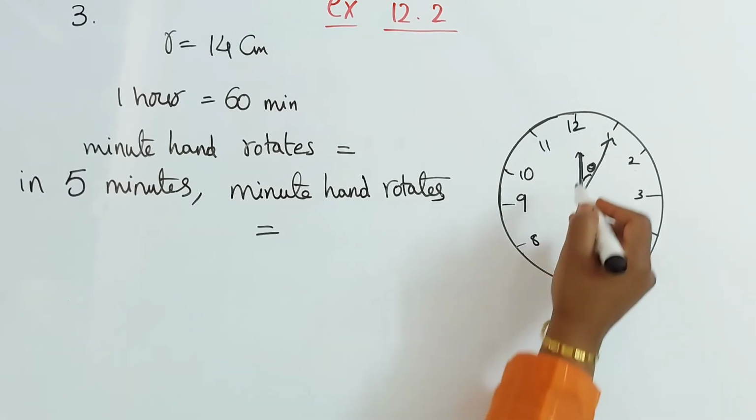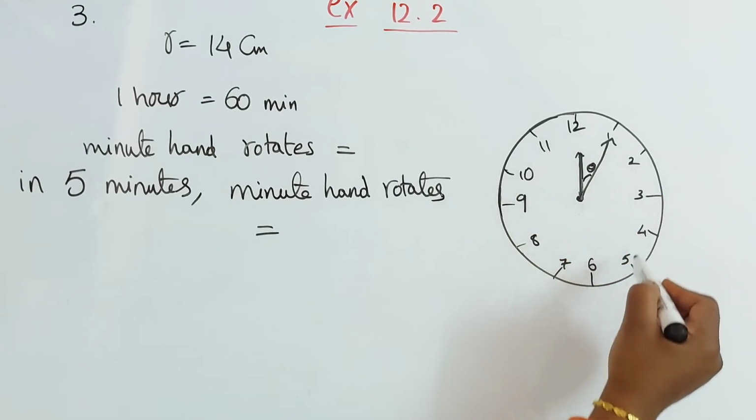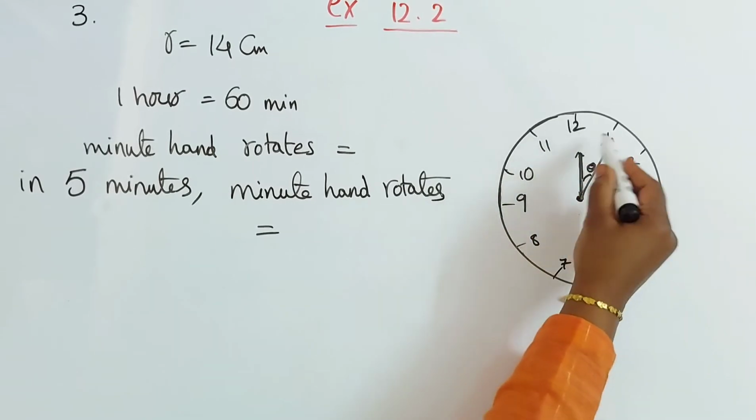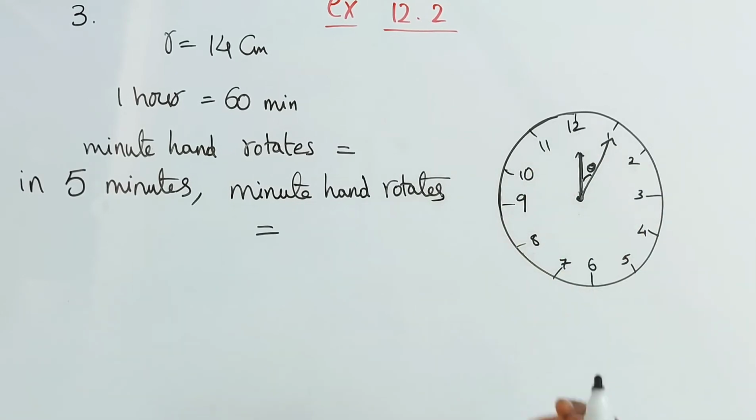We know that 1 hour means 60 minutes. The minute hand has to complete 60 minutes. That means one full circle, that means one complete angle. So it is 360 degrees moving for 1 hour. Right, children?